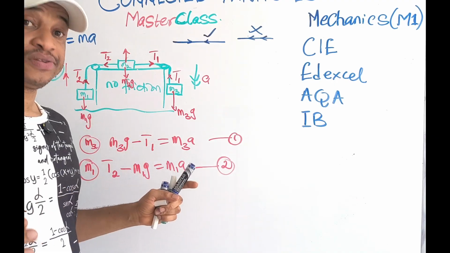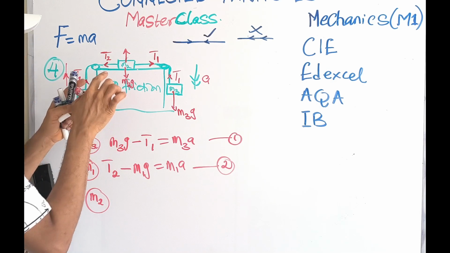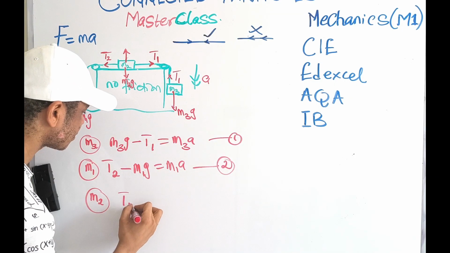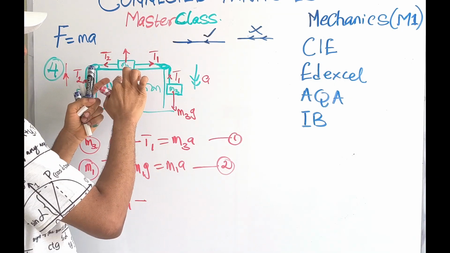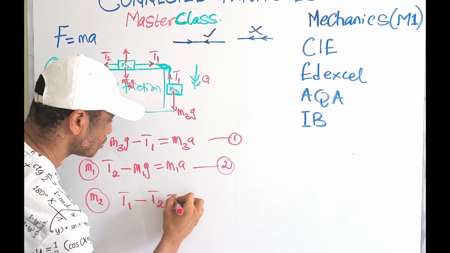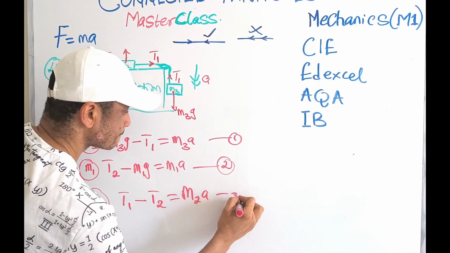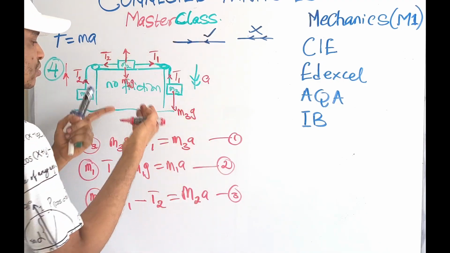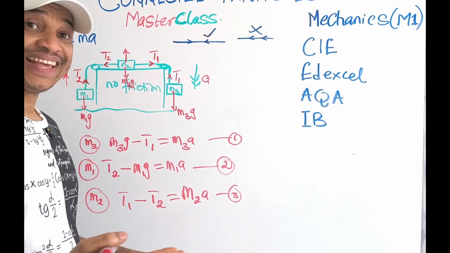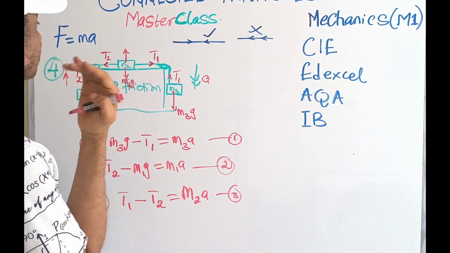Now let's come to the big boss, M2. For M2, since there is no friction, it is T1, this minus this, no friction. T1 minus T2 equals M2A. So this minus this. If there was friction, I would just add mu R here. That is it. So this is the thing I need to know for connected particles.